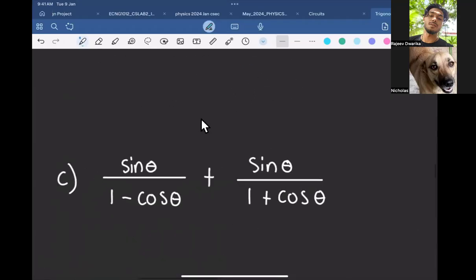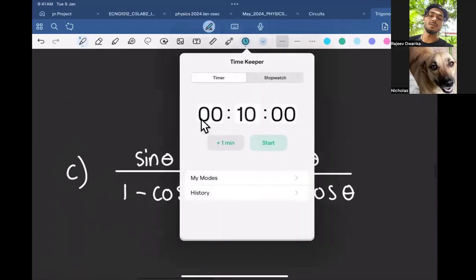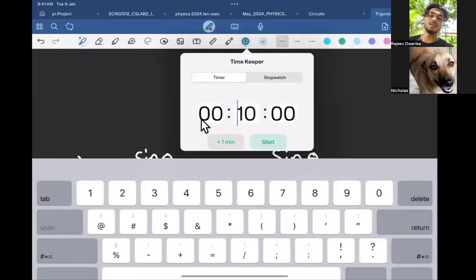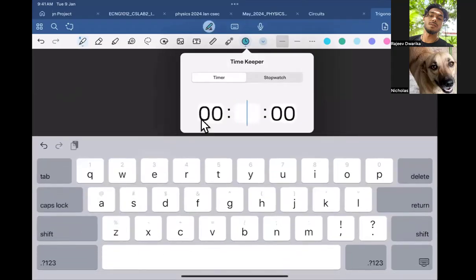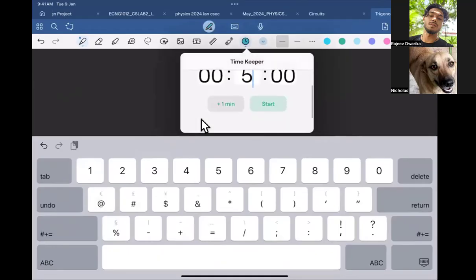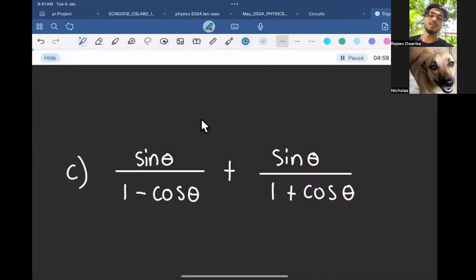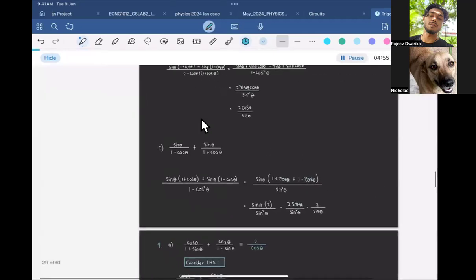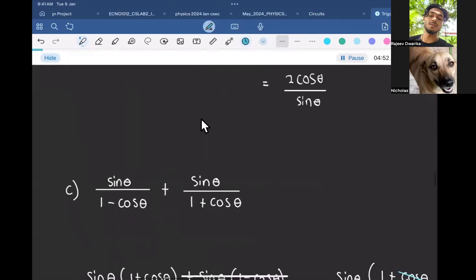I want you to do this question in 5 minutes. All right, 5 minutes or less. I think you could do it in less. Start. And you're trying to prove that that is equal to 2 over sine theta.